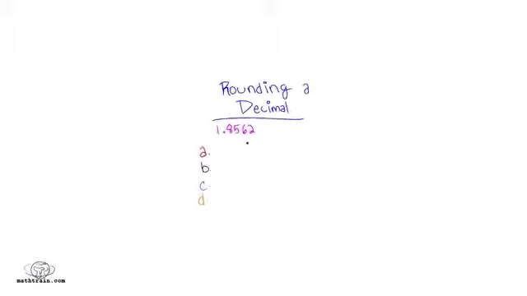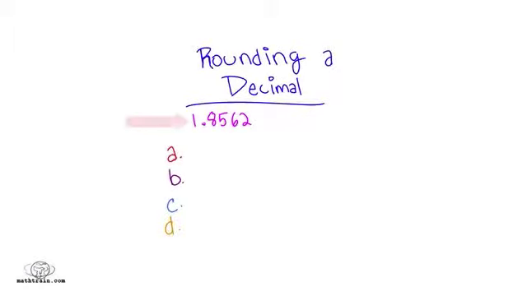Hi, it's Bob. And Paul again, and we're back in action. So, the first thing we're going to do is round a decimal. We're going to round the number 1.856.